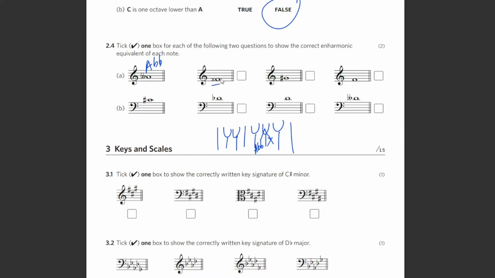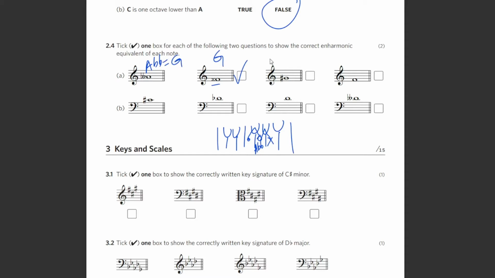So if it's a sharp, you move 1 semitone to the right. If it is double sharp, you move 2 semitones to the right. So this is F. Okay? This is F sharp and this is F double sharp. And you notice they are at the same place. It is G. So A double flat and G are the same.